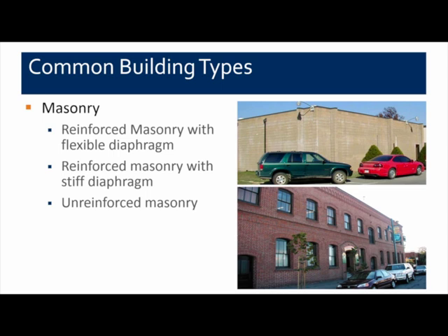Another building type that is well represented in our building stock is masonry. And the categories included in the evaluation methodologies are reinforced masonry, both with flexible diaphragm or floor and roof systems, and this might be wood-framed floor and roof systems, or stiff floor and roof systems such as concrete. Also very common, particularly in the older downtown parts of our building stock, are unreinforced masonry buildings like the one that you see on the lower right-hand side.